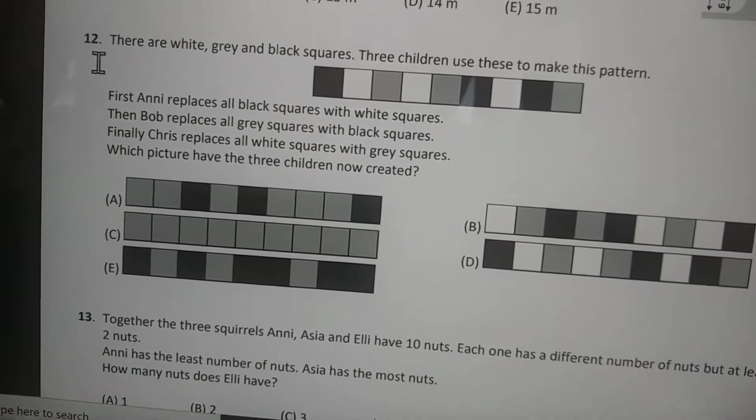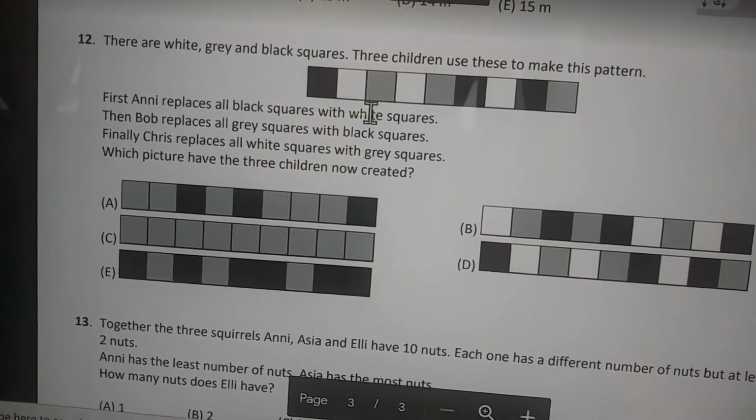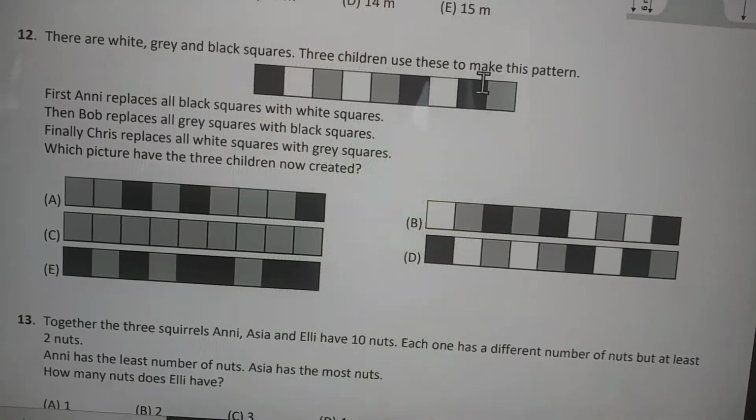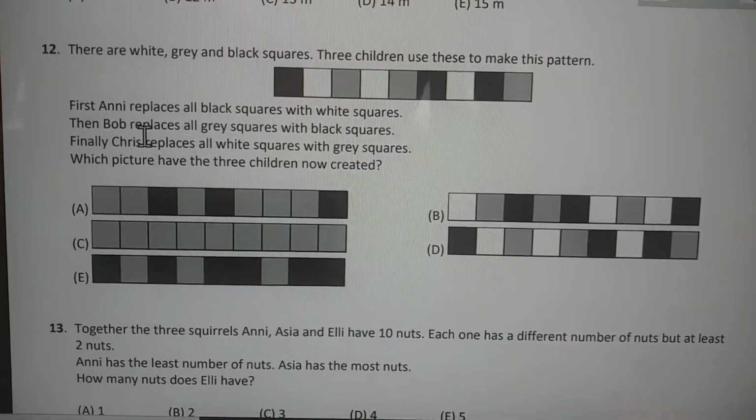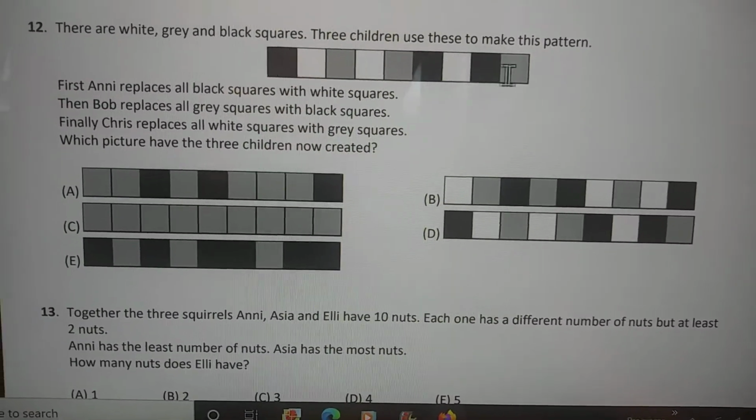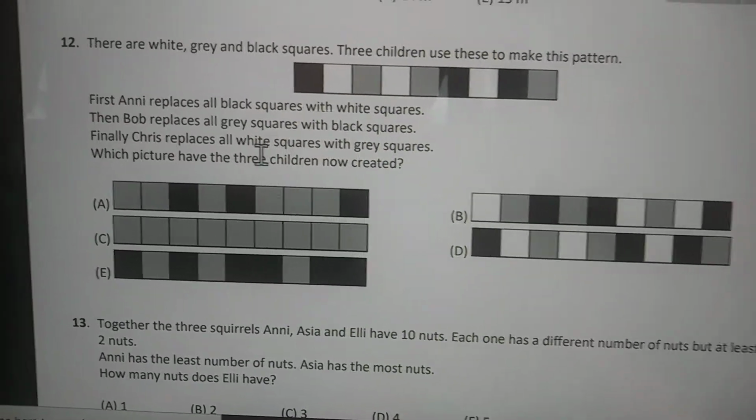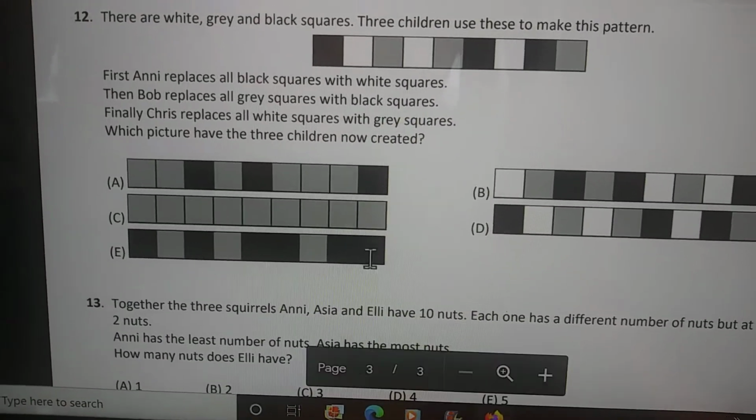So number 12. We have white, gray, and black squares. 3 kids are gonna make a pattern out of them. So as you can see here, they make a pattern and they replace some. And then what is the new pattern?